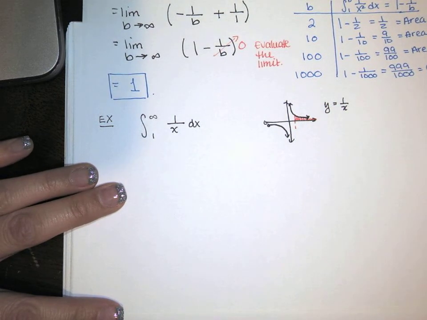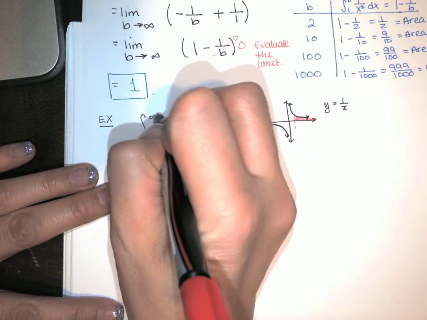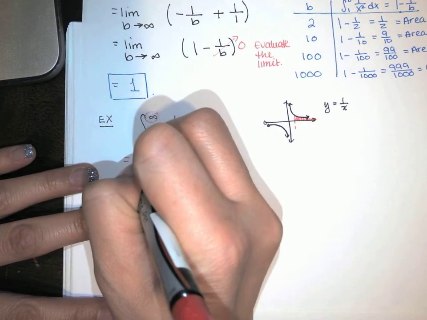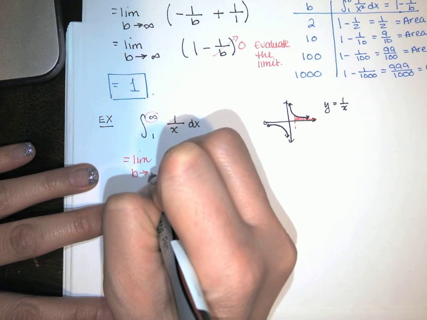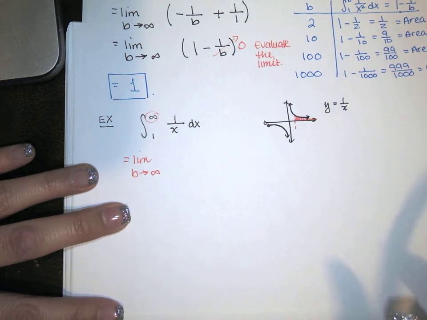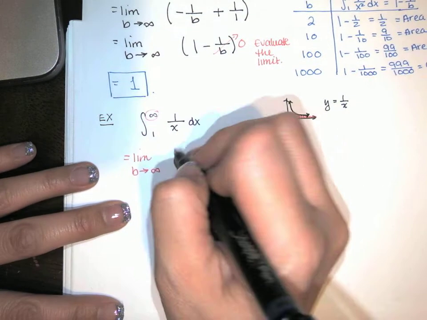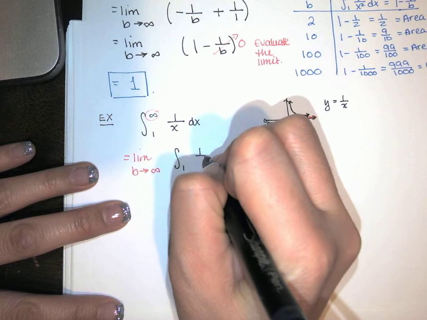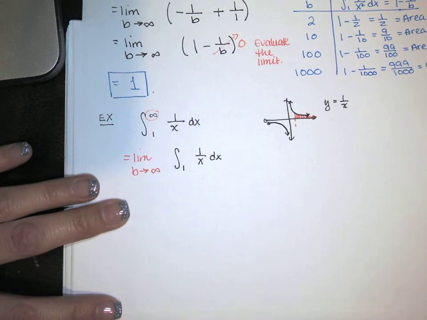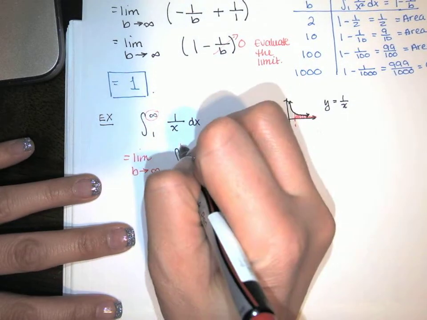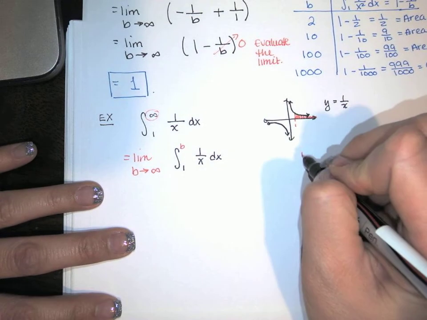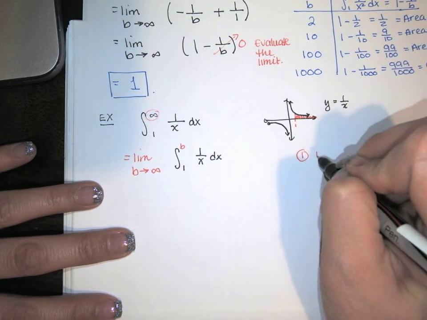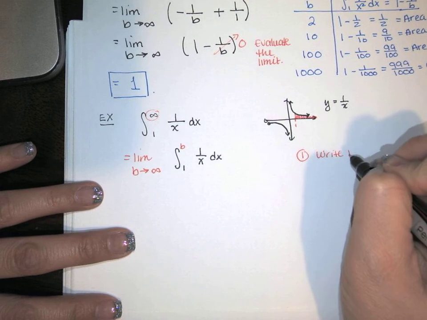Okay, we see right away this is improper because of the upper limit right there. The upper limit's the problem. So we're taking the limit as b goes to infinity of the integral from 1 to b of 1 over x dx. So the first step, always with these, is to write the improper integral as a limit.